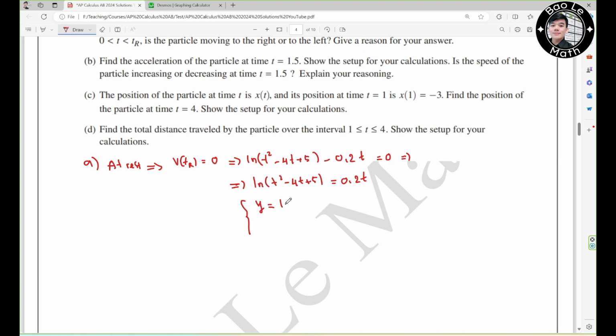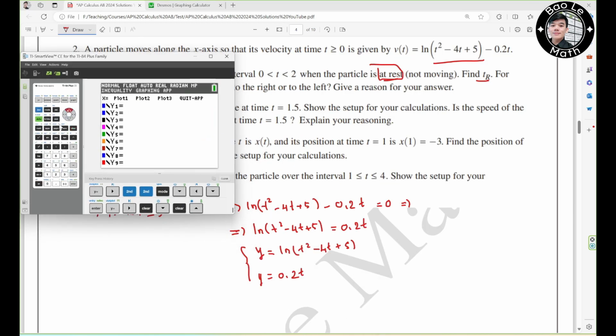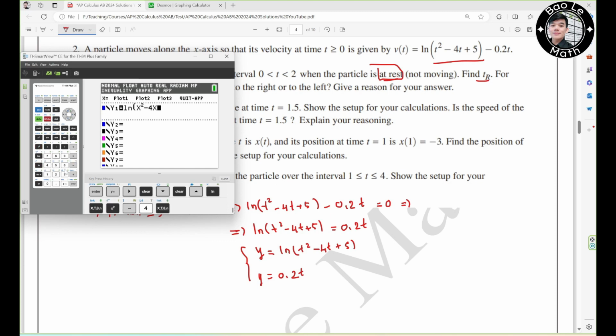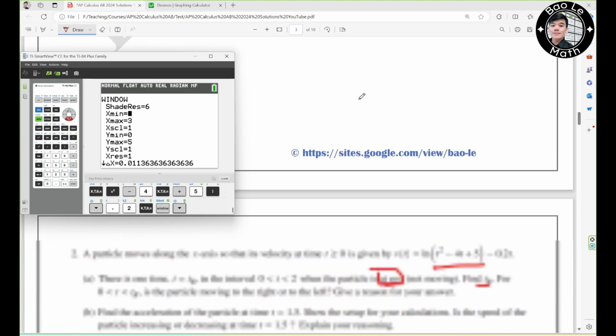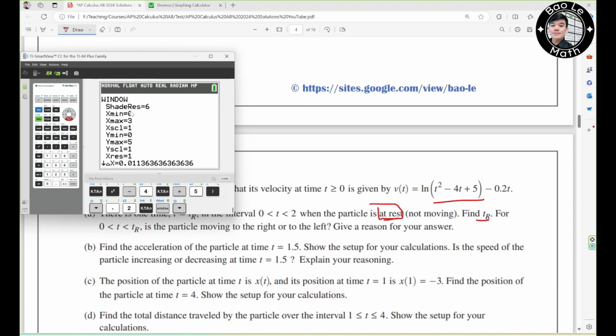Y equals natural log of t squared minus 4t plus 5. And the second one, y equals 0.2t. Alright, so we're going to bring up the calculator. Y1, we're going to input natural log of t squared minus 4t plus 5, with s as the variable. And the second one is going to be 0.2s. Alright, don't forget to adjust the window. X min you put 0, x max you put 3, because the interval right here is 0 to 2, so 0 to 3 contains 0 to 2. The scale is 1, y min 0, y max 5. The scale for y is going to be 1.